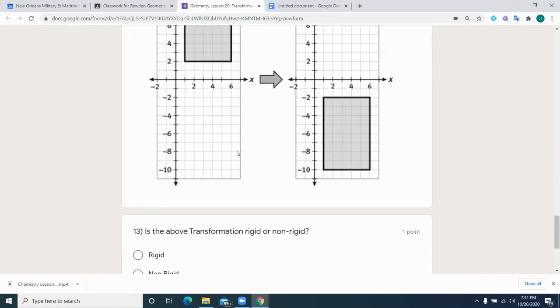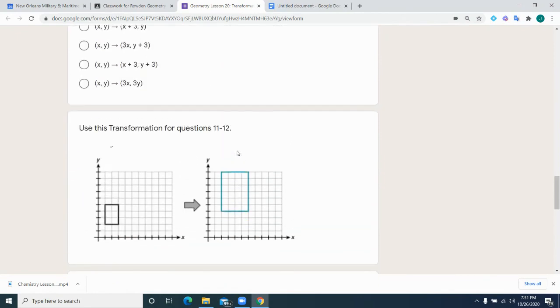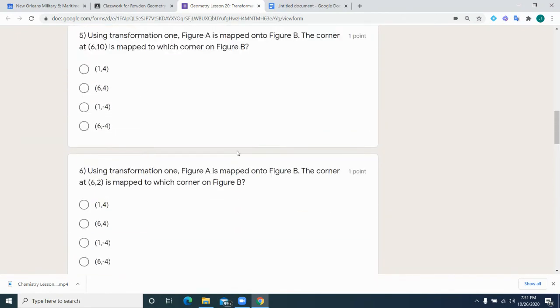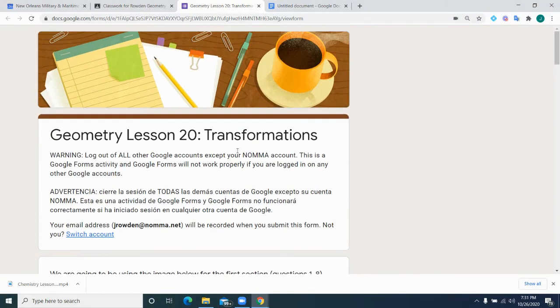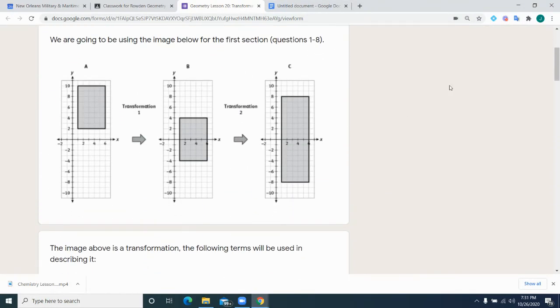Hopefully this makes sense. This is the kind of thing that I think if you're comfortable graphing from Algebra 1 and 2, this will be a lot easier. If you struggle with graphing, this might take a bit. But as always, do your best and email me if you have any questions.